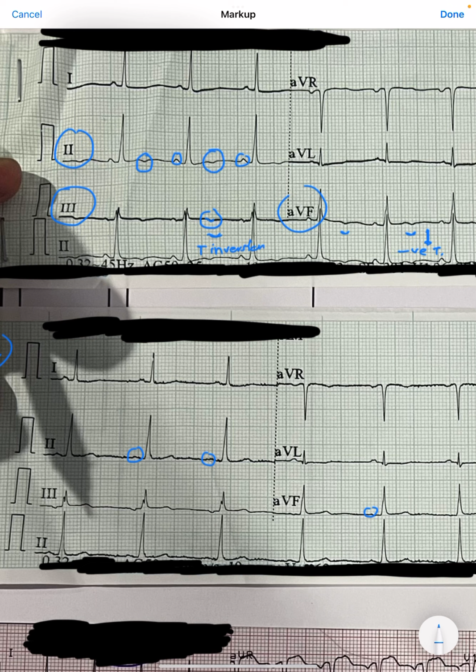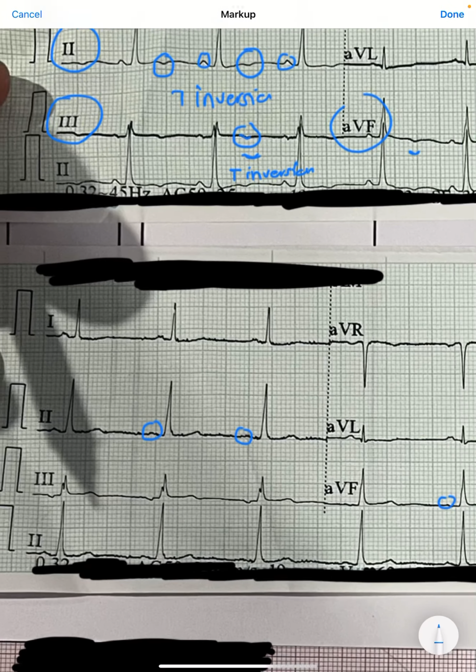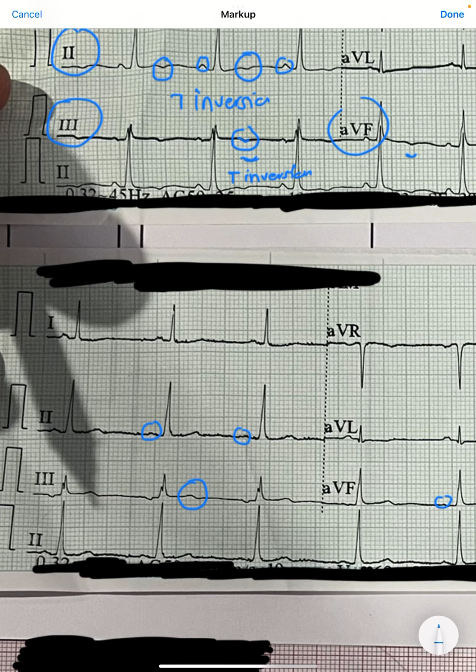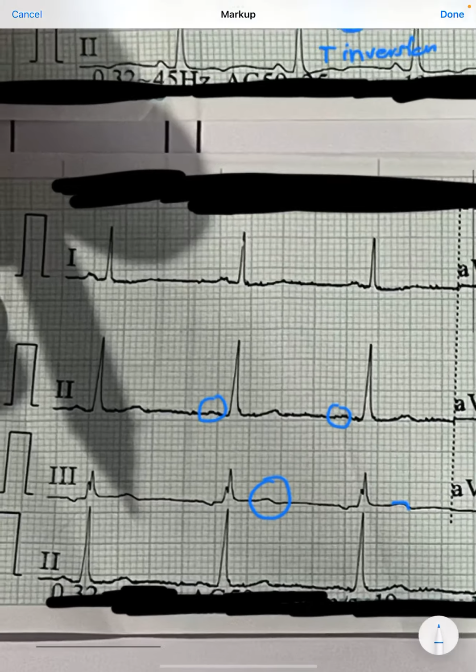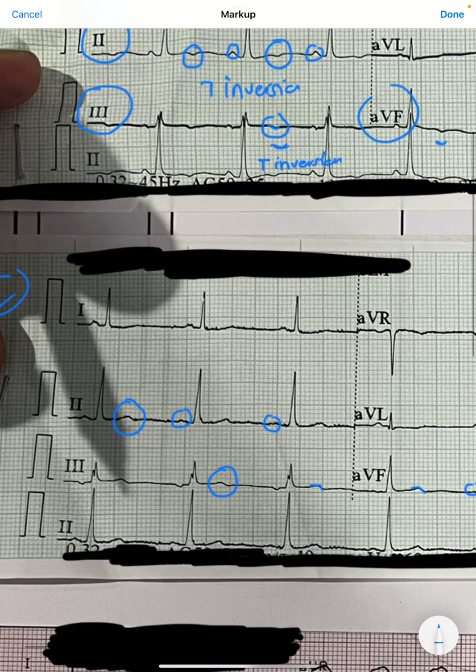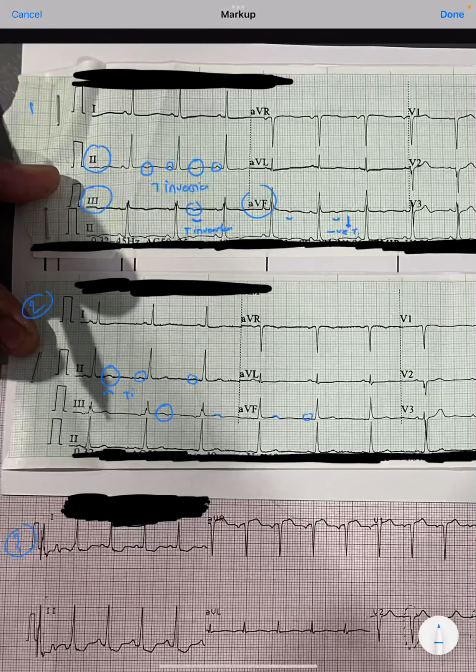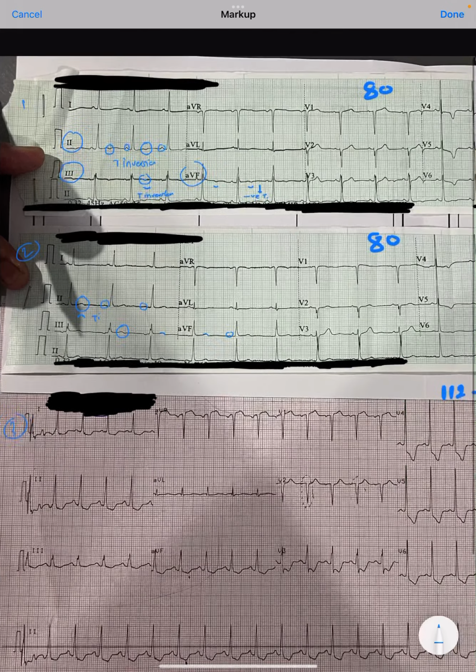Here also you can see that the T wave inversion is there, which is not seen here. Here the T wave is more positive. Here also the T wave is positive. So it is very clear that the T wave is positive. It is the same patient with T wave positive in one ECG and negative in another ECG.